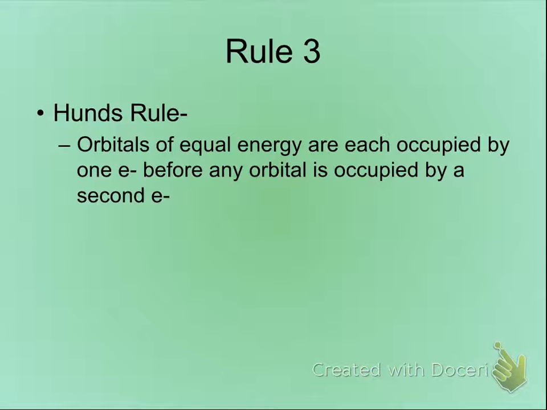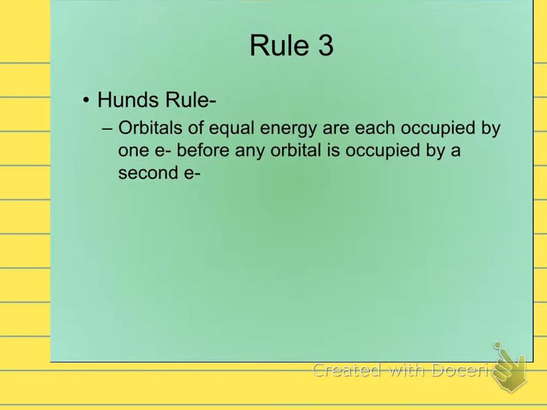So the next rule, rule number 3, it's called Hund's rule. I care less that you know what these are called, Aufbau, Pauli, and Hund's, than that you know how to use them. Hund's rule says that every orbital that has equal energy gets 1 electron before any of them get 2. And I think of this as the no roommates until we have to principle.